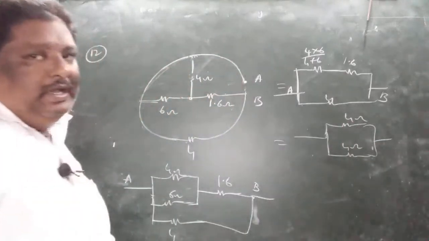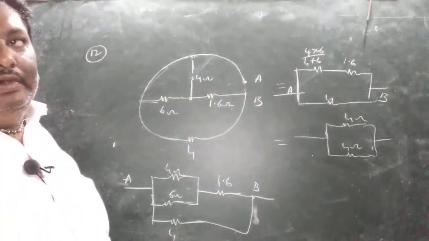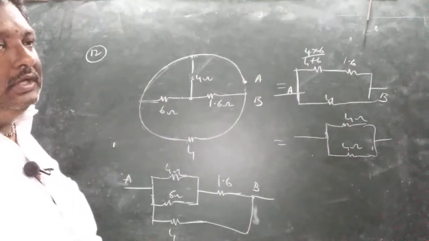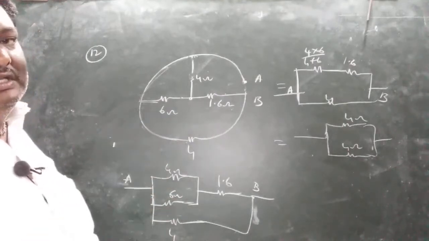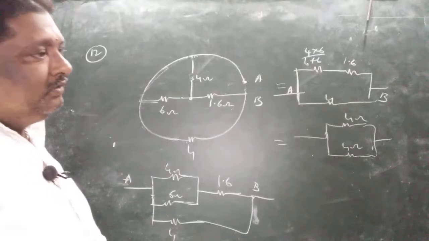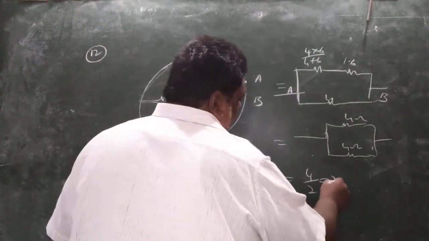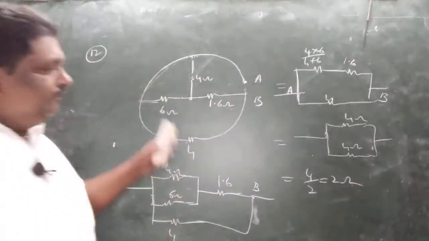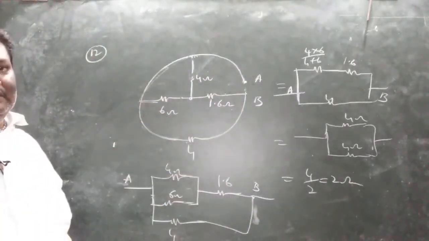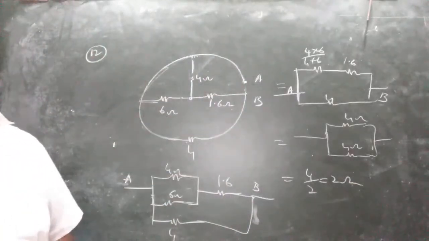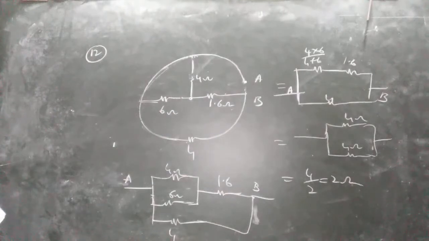4 and 4 are parallel. 4 into 4 by 4 plus 4, no need to solve this. Always when two equal resistors are in parallel, the equivalent is half of one of the values. So 4 by 2, 2 ohms is the equivalent resistance of this circuit. Please see it once.